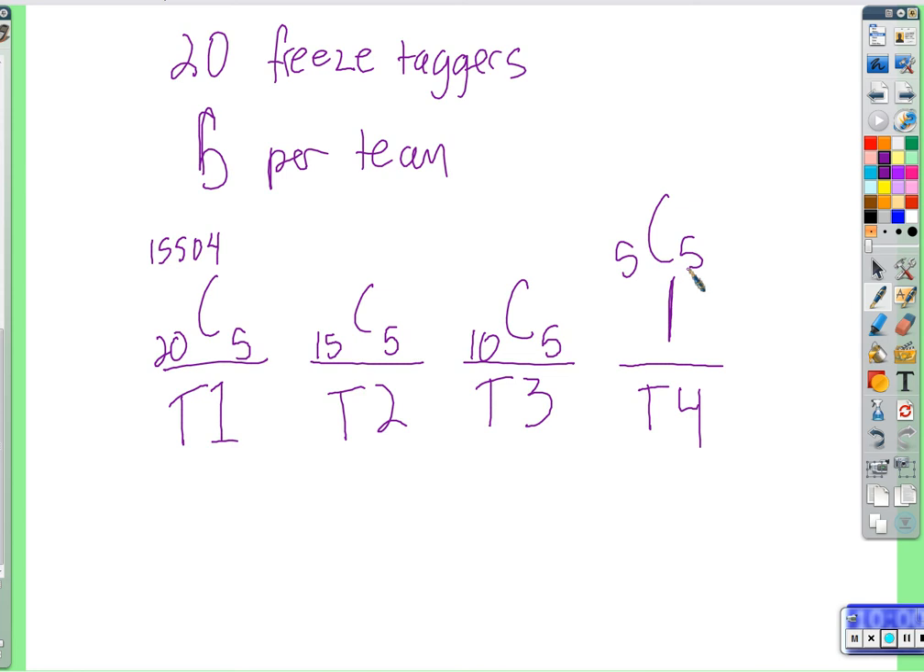So this is 15,504. How much is this? 3,003. And how many is this? 252. And of course this is 1. So how many total? What is that all together? Multiply them.